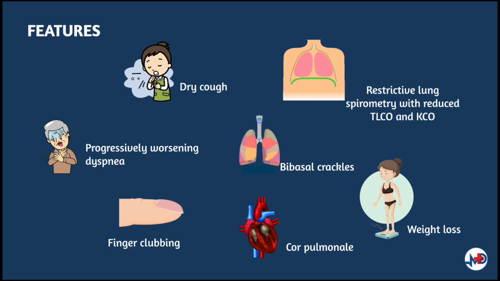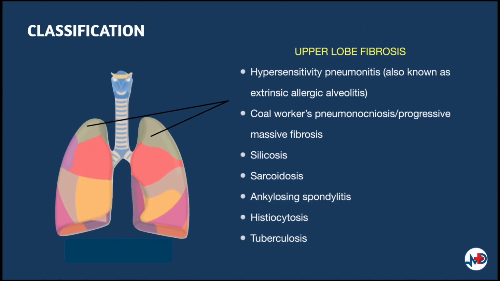So it is important in the exam to be able to differentiate between conditions causing predominantly upper or lower zone fibrosis. It should be noted the more common causes such as idiopathic pulmonary fibrosis and drug-related disease tend to affect the lower zones. Fibrosis affecting the upper zones includes hypersensitivity pneumonitis, also known as extrinsic allergic alveolitis, coal workers pneumoconiosis or progressive massive fibrosis, silicosis, sarcoidosis, ankylosing spondylitis, histiocytosis, and tuberculosis.